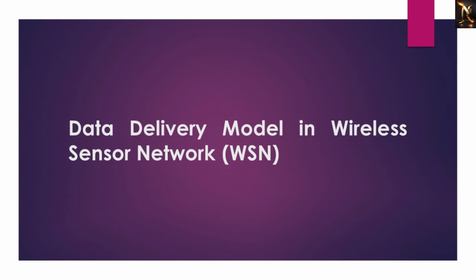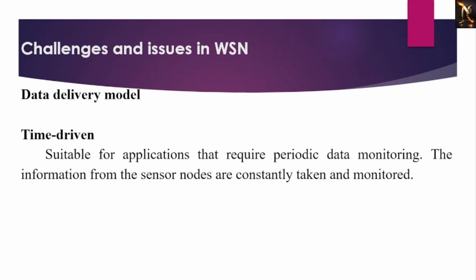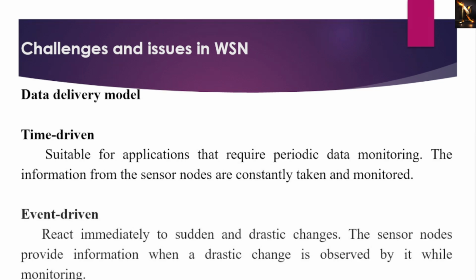Now, let's explore the data delivery model, specifically examining the time-driven and event-driven data models. The time-driven model is likely to be used for applications demanding periodic data monitoring. In this model, information from sensor nodes is consistently gathered and monitored at regular intervals. Contrastingly, the event-driven model involves an immediate reaction to sudden and significant changes. In this scenario, sensor nodes provide information when they observe a drastic change during monitoring.